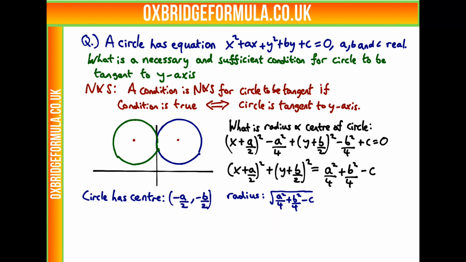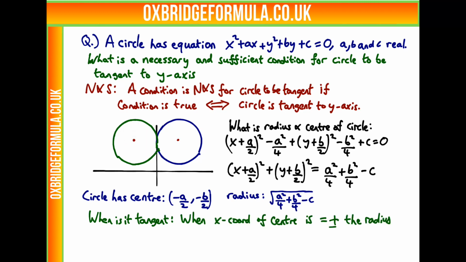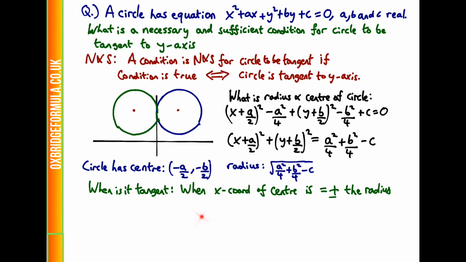So this describes a circle with centre (−a/2, −b/2) and radius the square root of this. Okay, so now let's put down the idea we said here in words. So when is it tangent? Well, this is precisely saying that the x-coordinate of our centre is exactly a radius away from the tangent. So it's either the x-coordinate plus the radius or minus the radius of our circle. And how can we rephrase this? Well, this is precisely the same thing as saying the absolute value of our x-coordinate is equal to the radius.